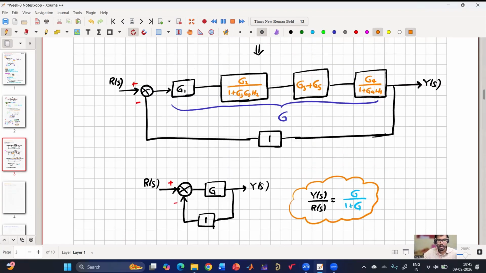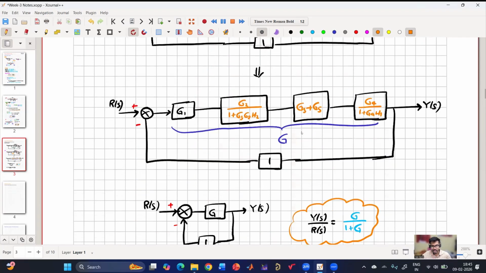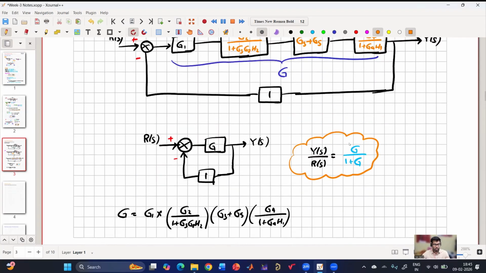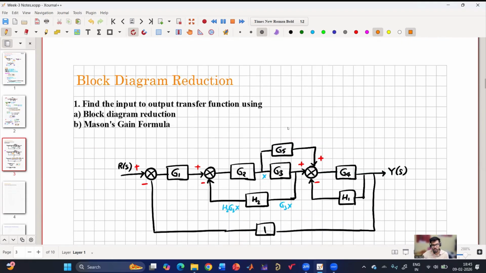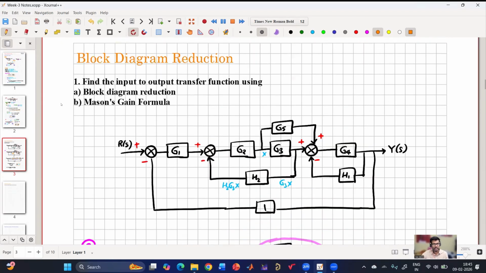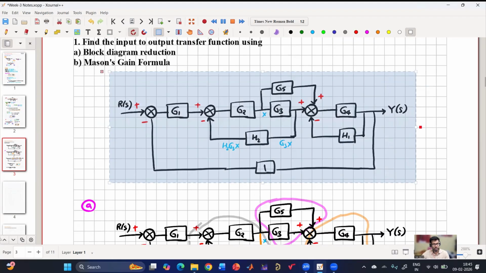So I made some change in the block diagram, and luckily I got to reduce it and finally got the overall transfer function. What if I could not move this from here to here, and no such block diagram reduction is possible? Then we cannot reduce the block diagram, so we have to go for Mason's gain formula. The first method we have done is block diagram reduction. Now let us do Mason's gain formula. Any doubts in the block diagram reduction, anyone, before we go to Mason's gain formula?